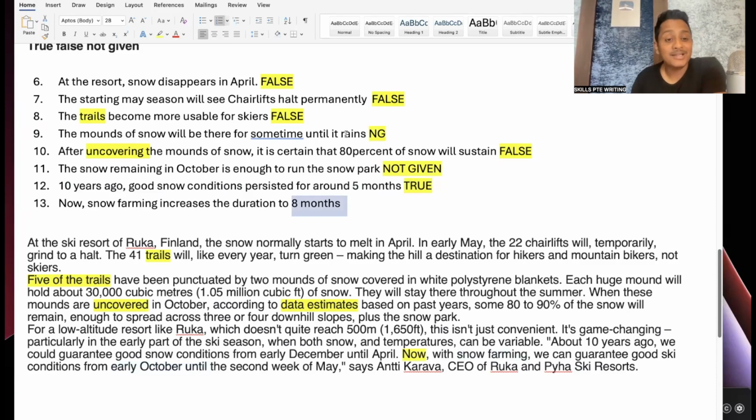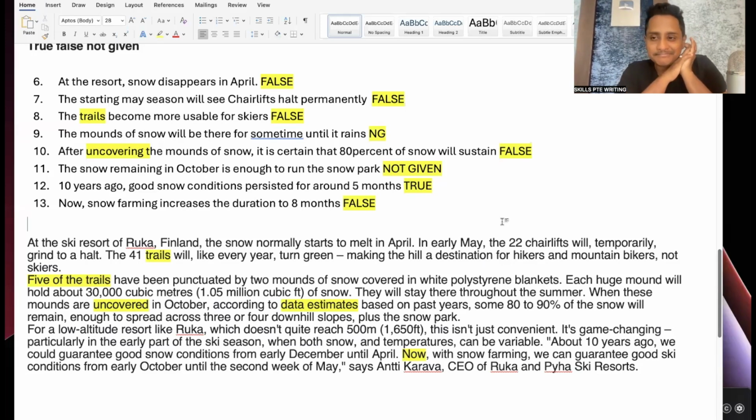Very good, Kavita. It is given. With snow farming, we can guarantee good skiing conditions from early October until the second week of May. The second week of May amounts to 7.5 months. It will not amount to 8 months. So this is false. At the end of the day, it's a reading skill and a bit of consciousness. As simple as that. Any doubts?